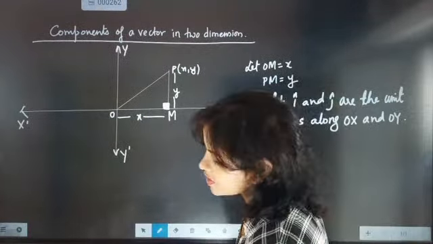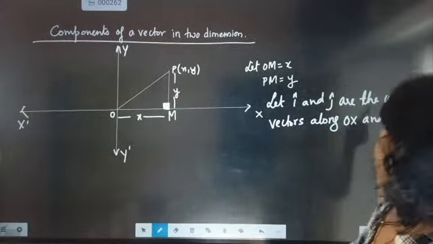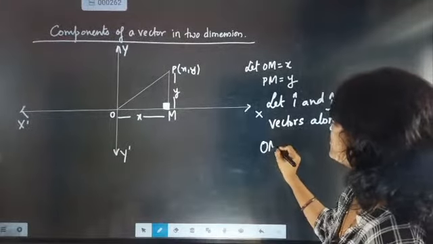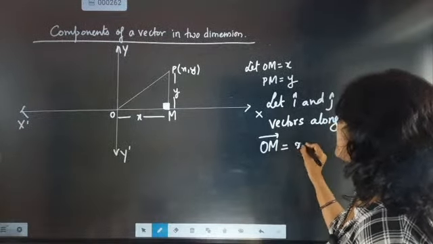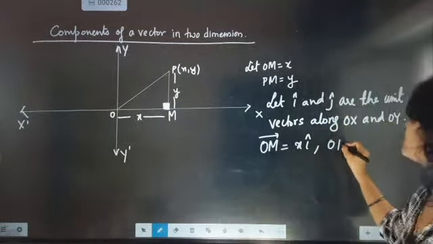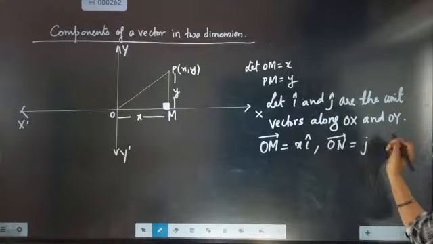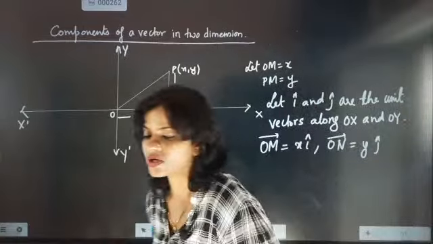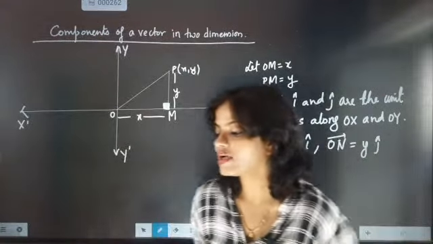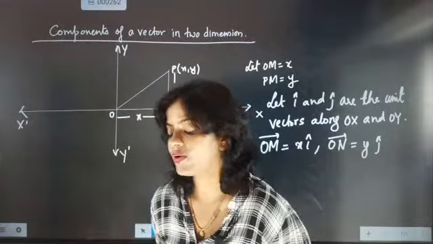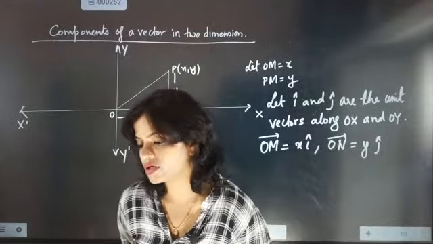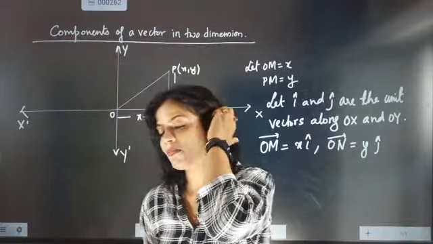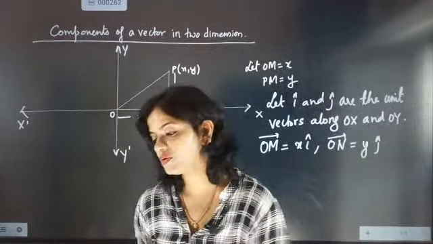Fine. Now if I write for x, then what will be the OM vector? I can write it as x i cap, and the ON vector will become y j cap. So that means, if I want to convert a pure magnitude into a vector, what do I have to multiply it with?